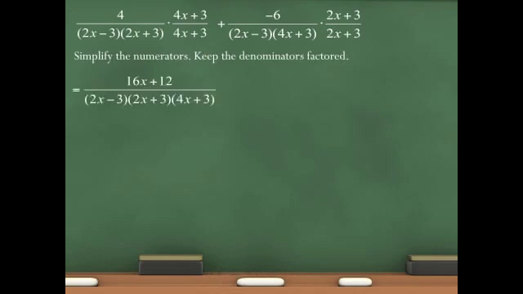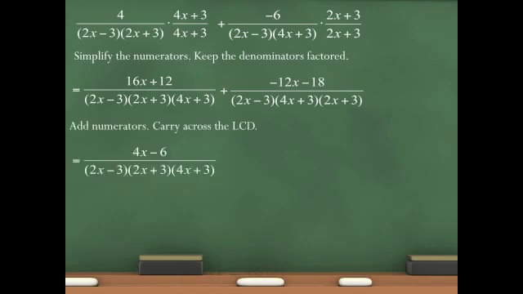In the first fraction, 4 times 4x plus 3 equals 16x plus 12. In the second fraction, negative 6 times 2x plus 3 equals negative 12x minus 18. Add the numerators and carry across the LCD. 16x plus negative 12x equals 4x. 12 plus a negative 18 equals negative 6. After adding the fractions, we get 4x minus 6 over 2x minus 3 times 2x plus 3 times 4x plus 3. The last step is to see if we can reduce.